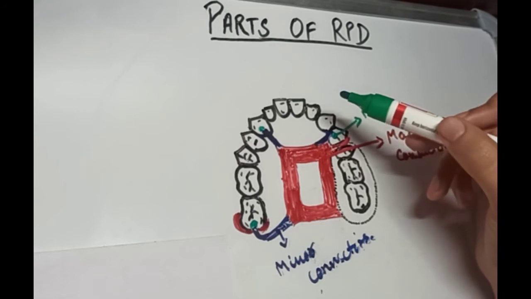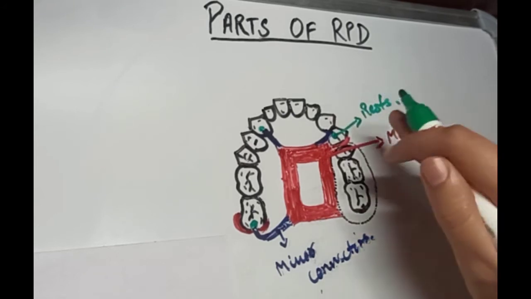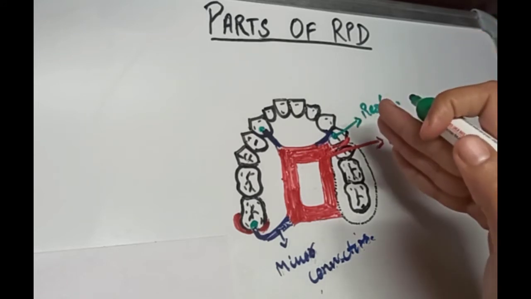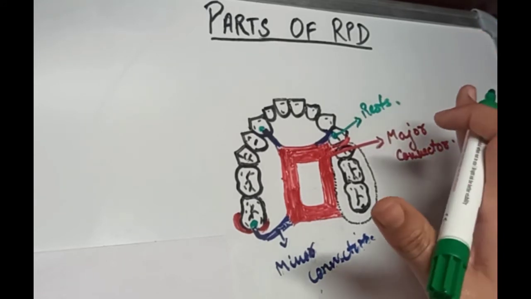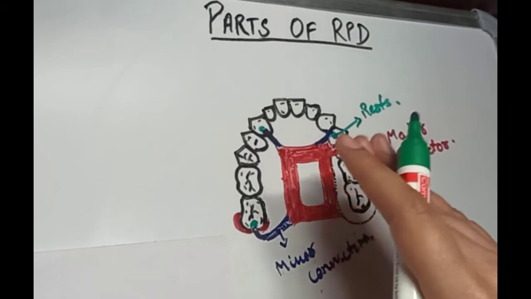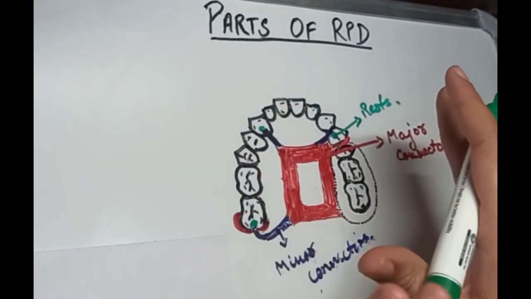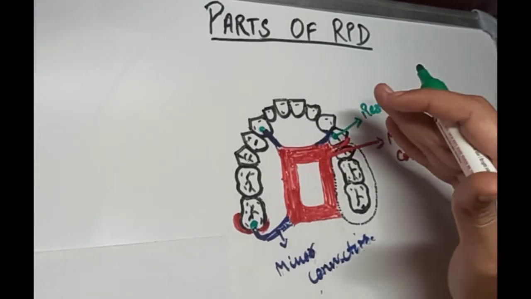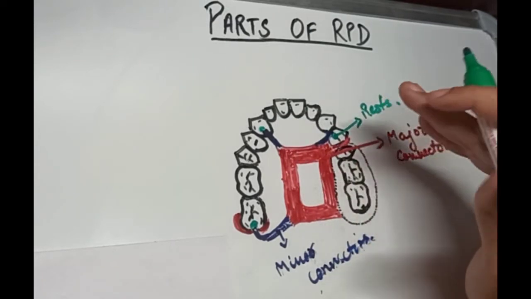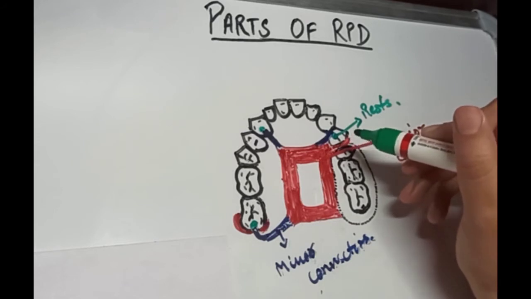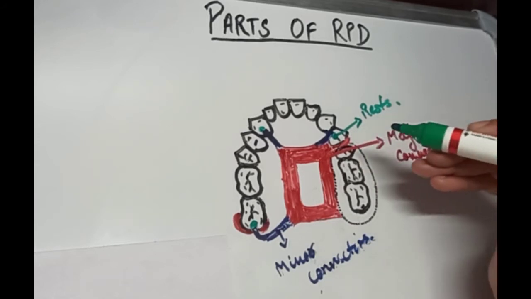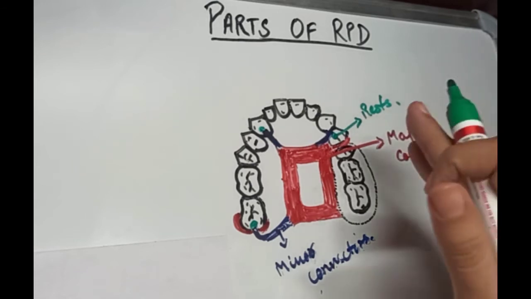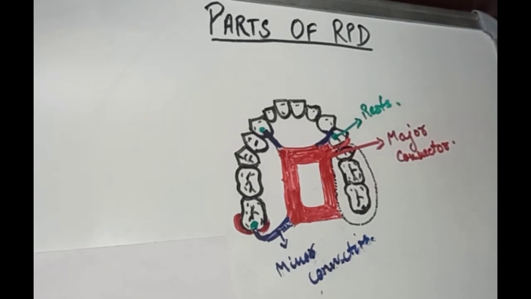The main function of the rest is to transmit the occlusal forces acting on the denture along the long axis of the abutment teeth. So the rest provides the vertical support, maintains the plane position and distributes the load to the abutment teeth. And the depression that is created on the tooth on which the rest is going to be seated is called as a rest seat. So the rest seats and the rest provide efficient resistance to the functional chewing forces.